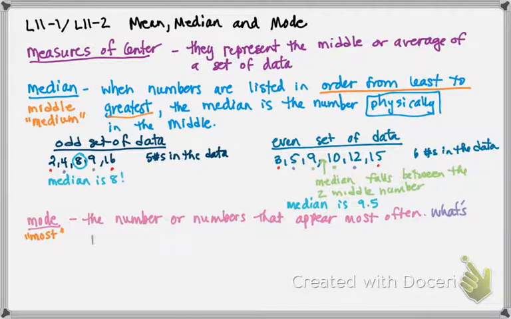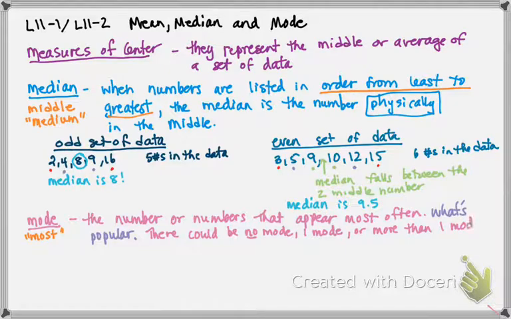What's popular? Oops, popular. What's popular? Okay. So here's the funny thing about mode. There could be no mode. That means all the numbers appeared exactly the same amount of times. There could be one mode. So there was one number that stood out, in more quantity than any other numbers, or more than one mode. And it's just whatever the data is all about, okay? So again, no mode means the numbers all appear the same amount.